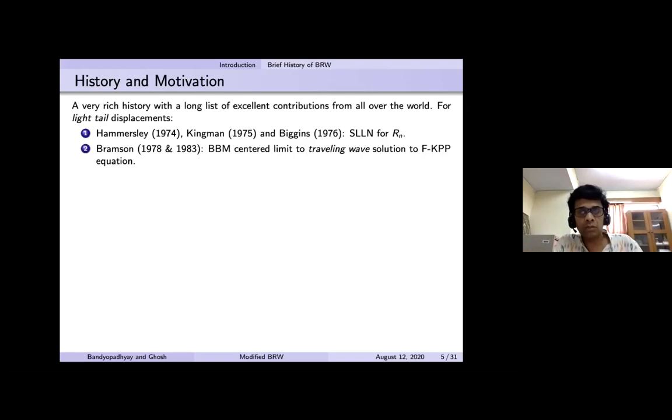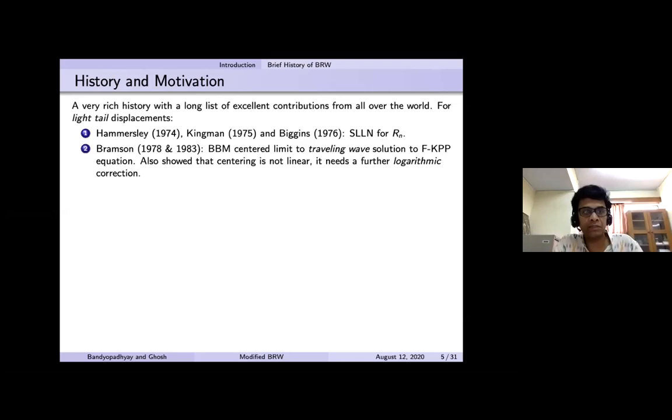Bramson studied that, and he proved that there is a centered limit, which becomes a solution of an equation studied by stalwarts much earlier, called FKPP, after the four stalwarts Fisher, Kolmogorov, Petrovsky, and Piskunov. A solution of it, called the traveling wave solution, is the centered limit of this process. It was proved by Bramson in two successive papers, in 1978 and 1983.